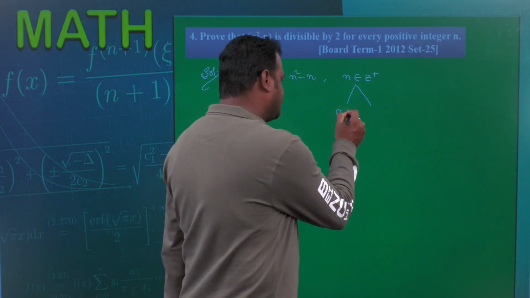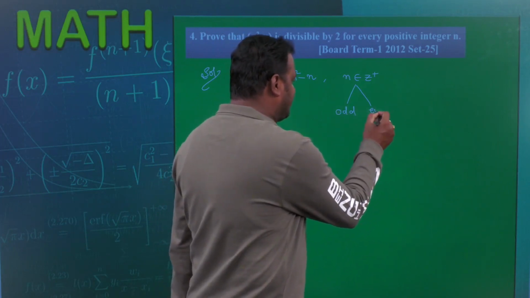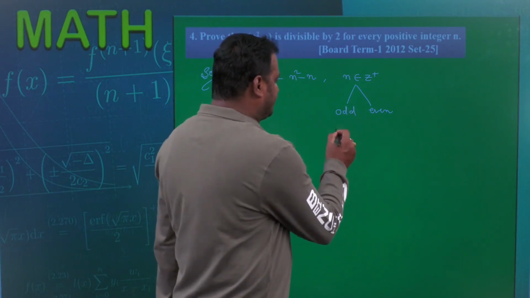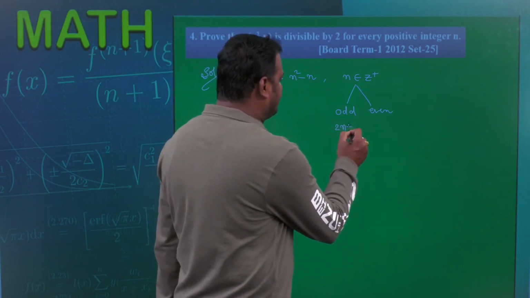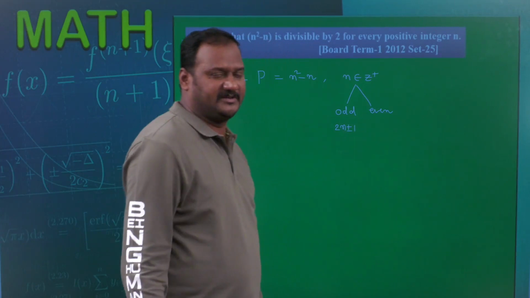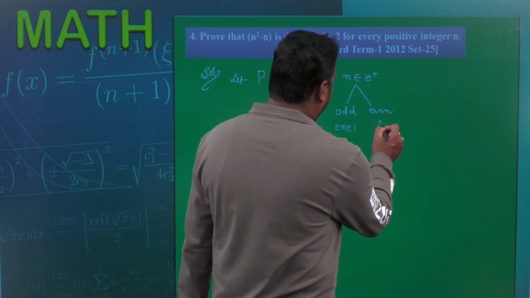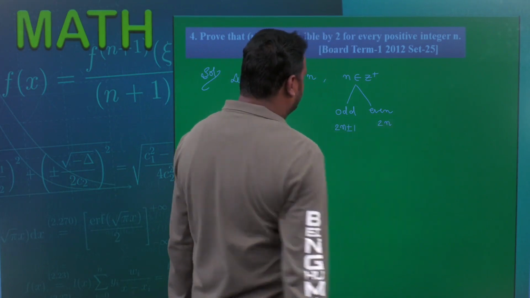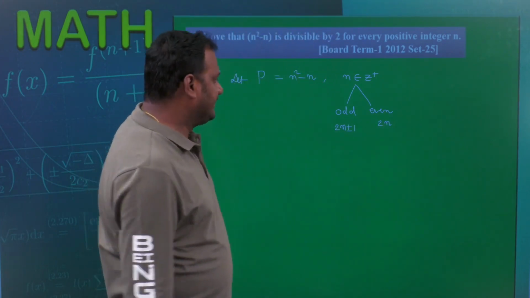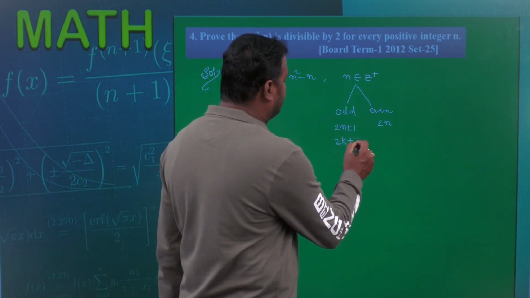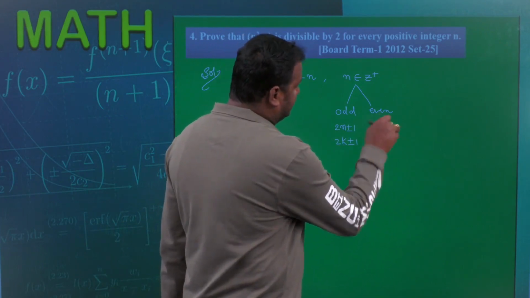One is an odd positive integer and one is an even positive integer. Every odd positive integer can be expressed in the form 2n plus or minus 1. It could be either 2n plus 1 or 2n minus 1. And every even positive integer can be expressed as 2n. Of course, you are using n here; change to another variable, that is 2k plus or minus 1, or this is 2k.